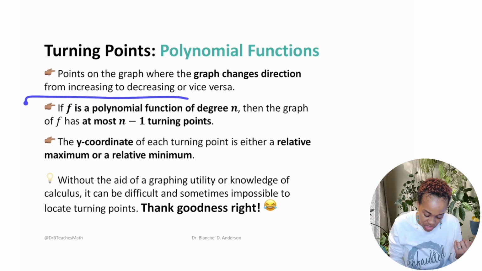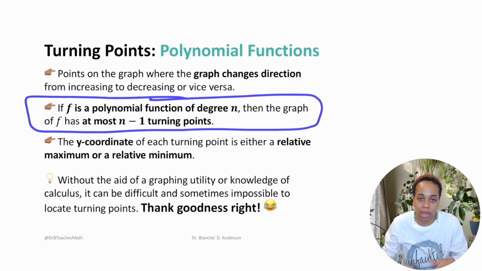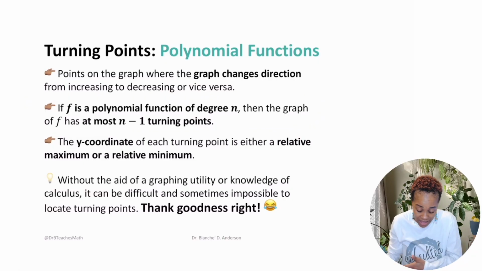The only thing you need to know from here is how many turning points you can possibly have. You look at the degree of the polynomial and you say, I can have at most n minus 1. And I put thank goodness because we don't have time for calculus, none of that, right?